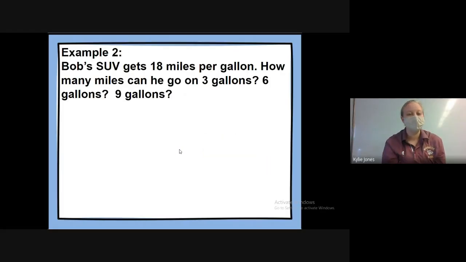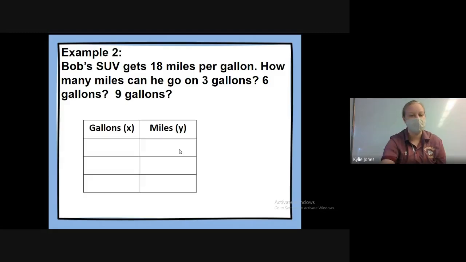Let's try example number 2. Bob's SUV gets 18 miles per gallon. How many miles can he go on 3 gallons, 6 gallons, and 9 gallons? So the amount of gallons is 3, and each gallon can get you 18 miles. How do we figure out how many total miles he can drive with 3 gallons?